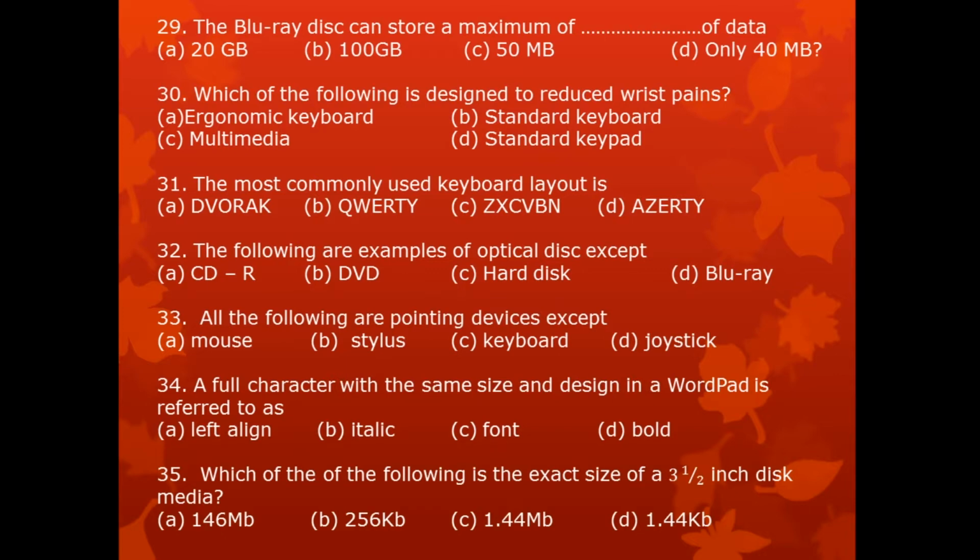Question 32. The following are examples of optical discs except A. CDR, which stands for compact disc recordable. B. DVD, which stands for digital versatile disc. C. Hard disk. And D. Blu-ray.